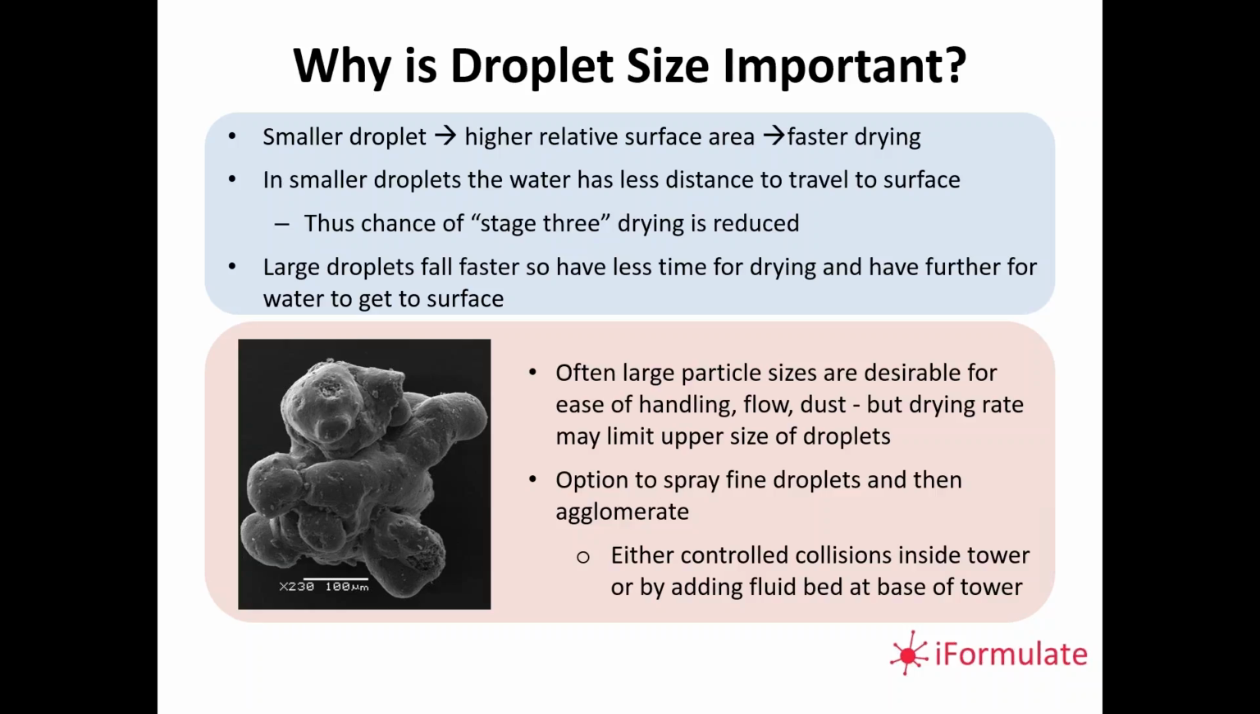However, if you want to have bigger particles, you can compensate for this by making much smaller droplets and then getting those to collide at the appropriate time within the tower by controlling the airflow rate and where you put the nozzles, and get them to stick together in the tower. The example here is a typical detergent particle where those smaller droplets are stuck together, and you end up with a particle somewhere in the region of 400 to 600 microns.